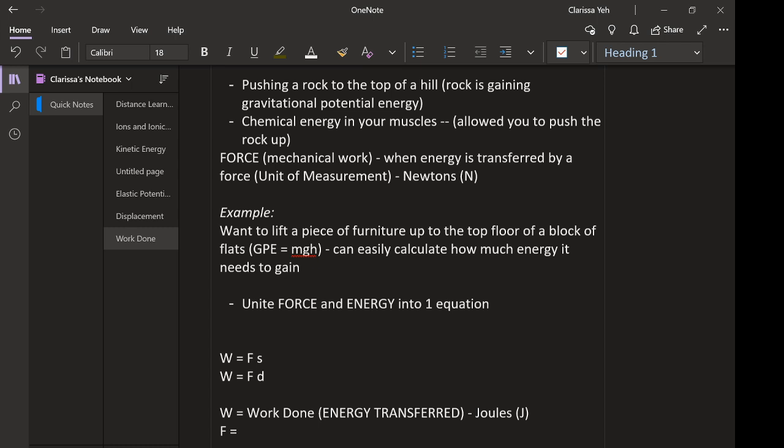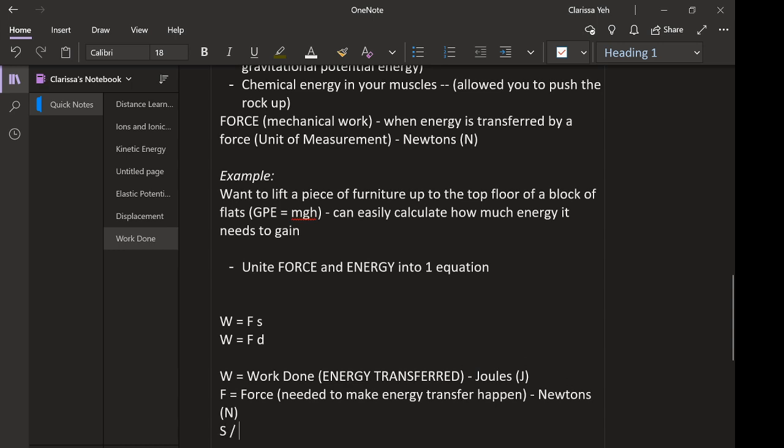F, as you can imagine, stands for force. It's the force that is used to make the energy transfer happen. So force, and because it's a force, it's measured in newtons.